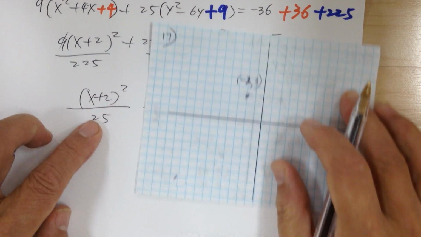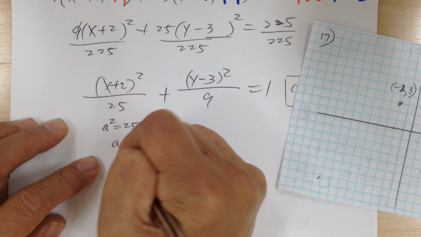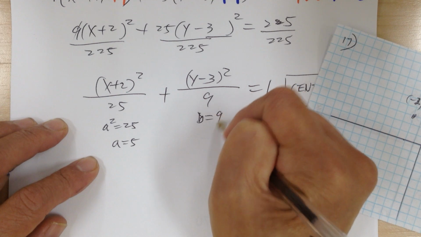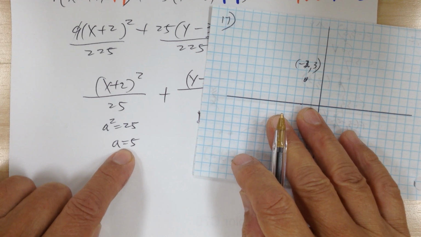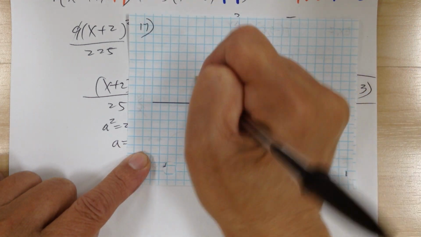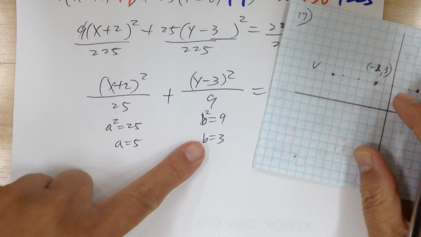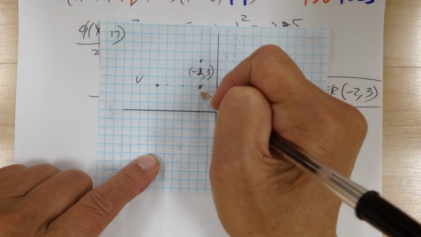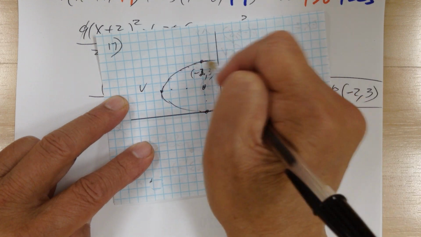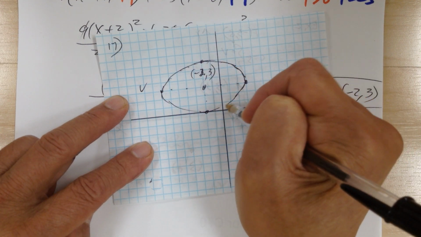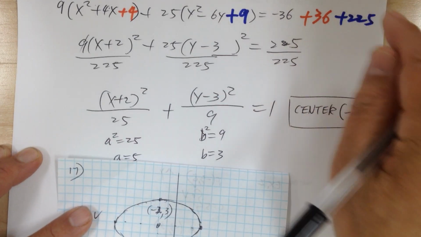The biggest number is a squared, so a squared equal to 25, so a equal to 5. b squared equal to 9, so b equal to 3. You go 5 in the x direction, since this is under the x, and 3 in the y direction. And so here's your graph. Now it doesn't ask you to label, so you don't have to label all this. So identify the conic: this is the ellipse.